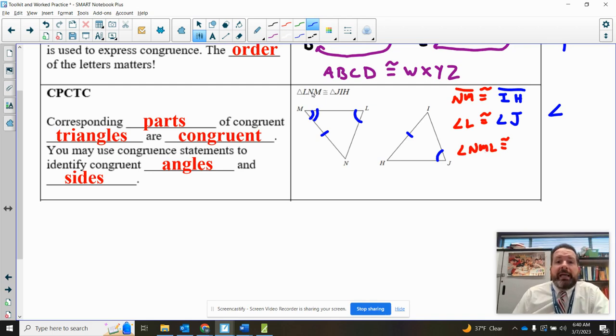You are looking at the center letter for your vertex, for where the angle occurs. All right, well, NML is middle letter, last letter, first letter. So in the next triangle, go middle letter, last letter, first letter. Angle IHJ is going to match up and be congruent. So the order of the points, the letters in the congruence statement, can help you answer questions like these because the corresponding parts, the parts that match up, are congruent to each other.